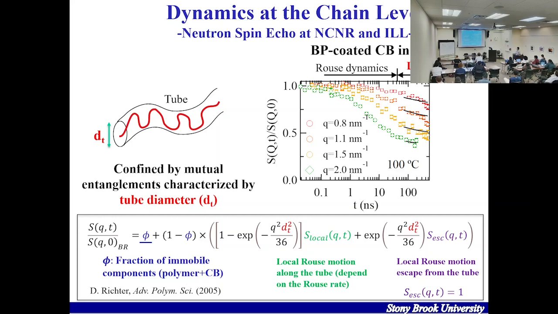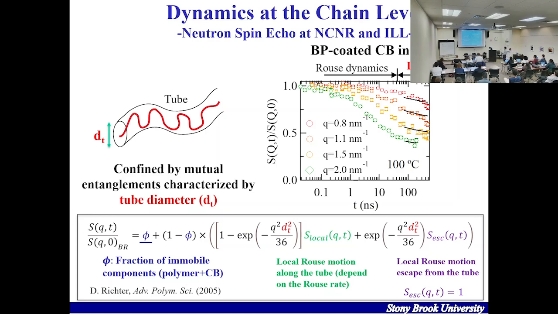This time regime corresponds to segmental motion. So we fit the data with the equation, and then something around here we call the crossover time. We estimate the time, about 40 nanoseconds. After that time, that's what we call the local rotation time, now we start to see the effect of the tube diameter.